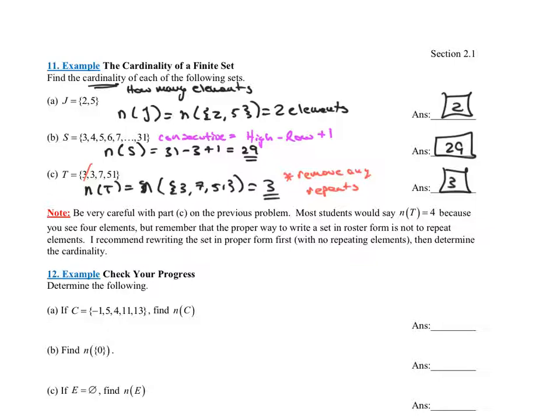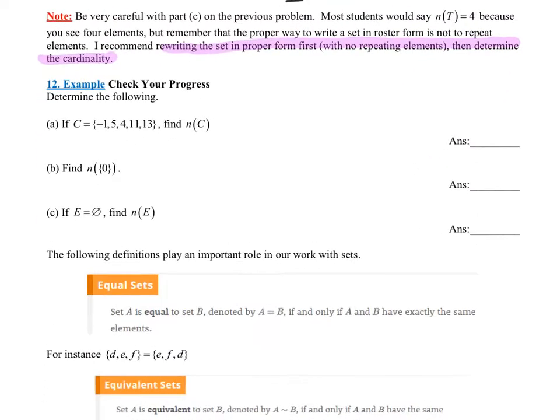Okay. And that's what I kind of emphasize here. It says, note, be careful with part C in the previous problem. Most students would have said n of T equals 4 because you see 4 elements. But remember that the proper way to write a set in roster form is not to repeat elements. I recommend rewriting the set in proper form first with no repeating elements, then determine the cardinality. So very, very important there. Rewrite. Let me use the highlighter. Rewrite the set in proper form first with no repeating elements, then determine the cardinality. Very important there.